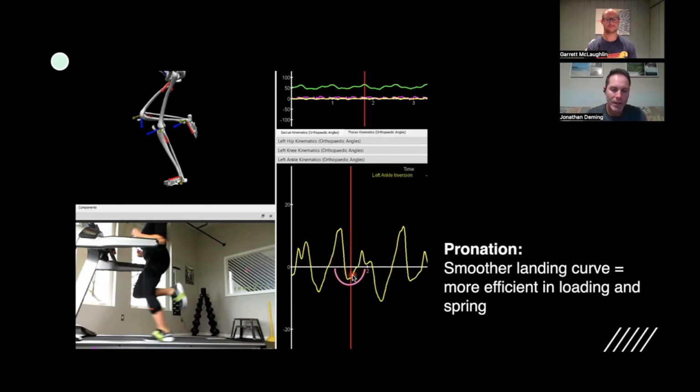Just like that hip graph that I showed you, we don't want a lot of notches or little wiggles going on. That's showing that there's a lot of correction and inefficiencies happening. So this is a pretty good smooth curve, and she's a pretty strong runner too.